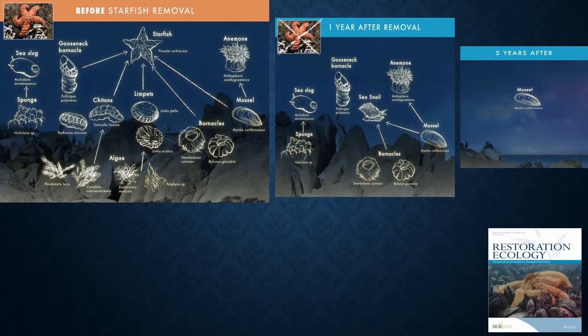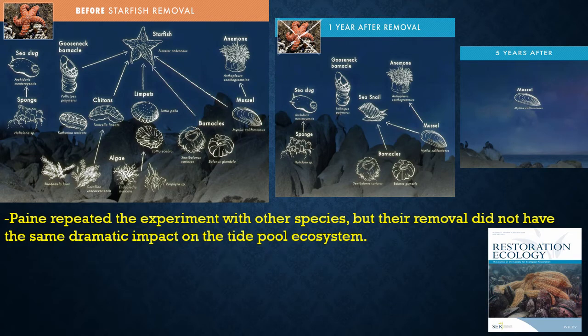Now, the essence of what he had done took a little while to figure out, but he repeated this experiment with other species. So he found very similar tide pools, and he removed, for instance, the chitons, and in another tide pool he removed the limpets, and in another tide pool he removed the barnacles. In no other case, though, did their removal actually impact the rest of the ecosystem. It didn't change anything. The number of species was still at 16, as it originally had been. It was only by removing the starfish that we saw this collapse occur down to 1 species.